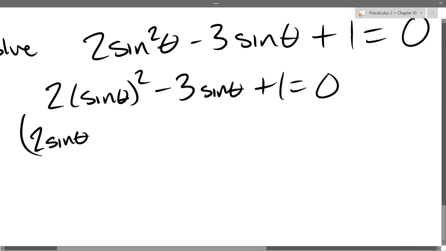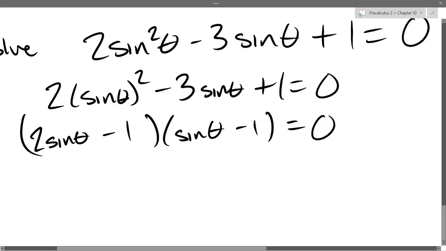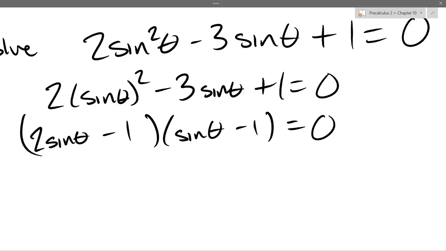So we're going to have 2 sine theta, and we get the minus 1 here. So minus 1 squared is positive 1. Minus 2 sine theta minus sine theta is minus 3 sine theta, and then the first terms multiplied are 2 sine squared theta. So we get that right there.